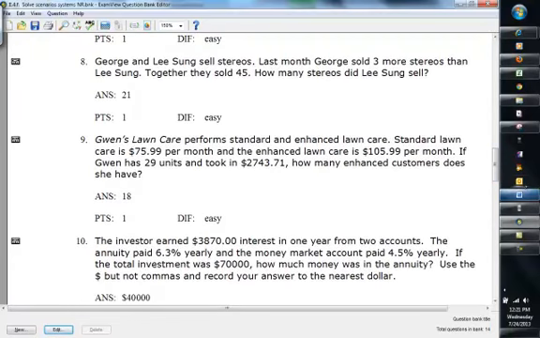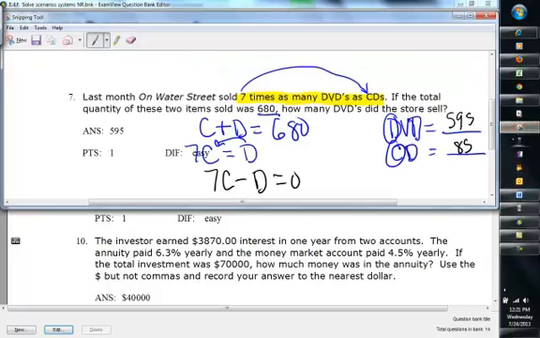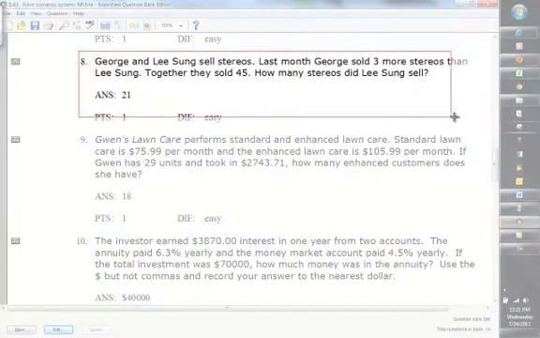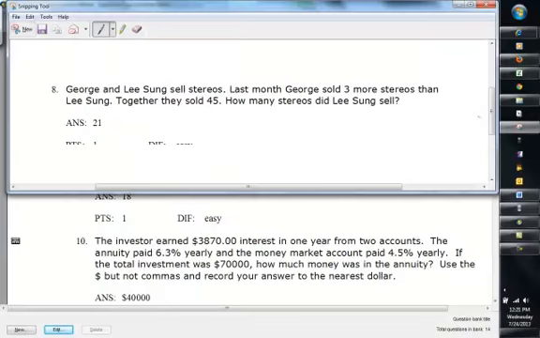George and Lee Sung sell stereos. Last month, George sold 3 more stereos than Lee Sung. Together, they sold 45. How many did Lee Sung sell?